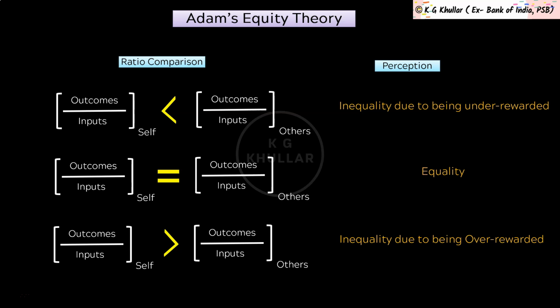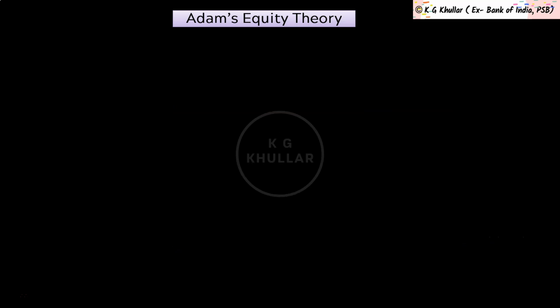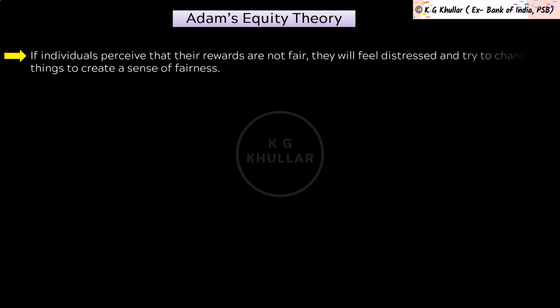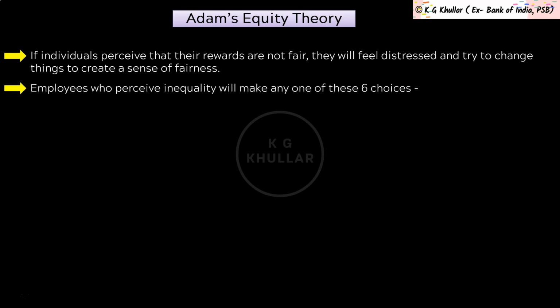So friends, as you can see, this theory assumes that people's motivation in an organization is based on the desire to be treated equally and fairly. And if individuals perceive that the rewards are not fair, then they will feel distress and try to change things to create a sense of fairness. Now, based on equity theory, employees who perceive inequality will make any of these 6 choices. Now, first is they will try to change the inputs.